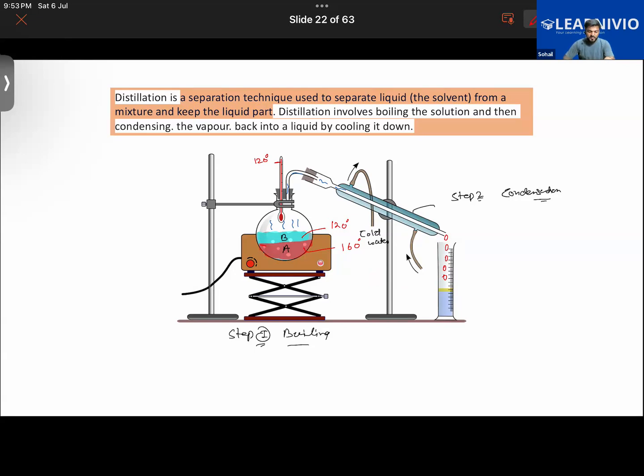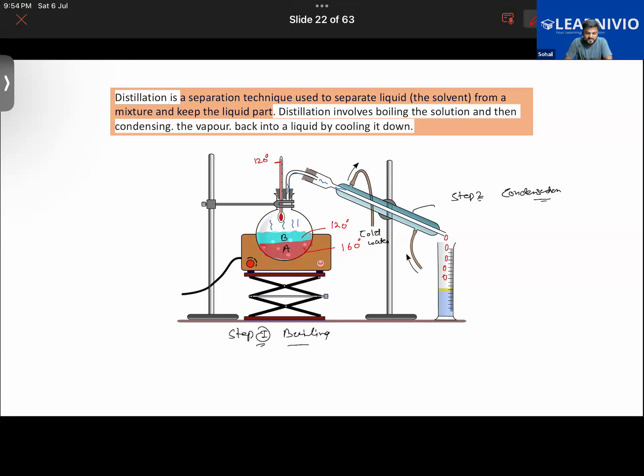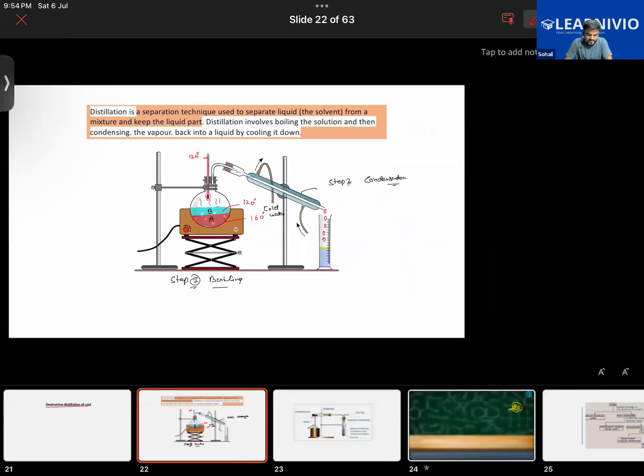Okay, now what about liquid A? Liquid A will be left in this glass. No need to raise the temperature up to 160. Getting it now? That was the concept of distillation basically. I thought it would be required for you guys to revisit that concept, but that is not very much related to destructive distillation of coal. Only some part of it is related.